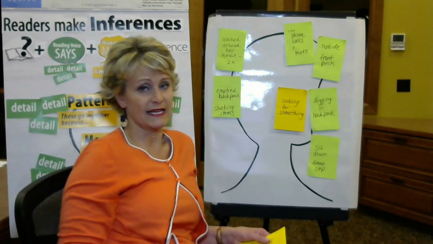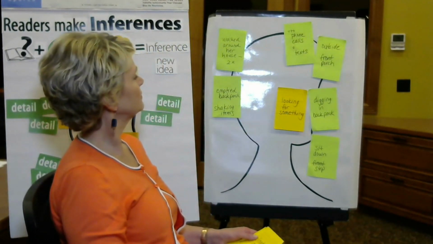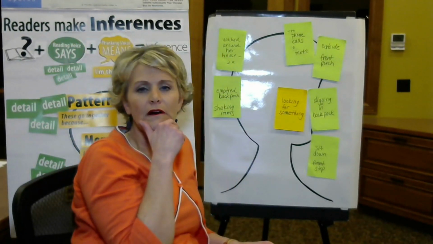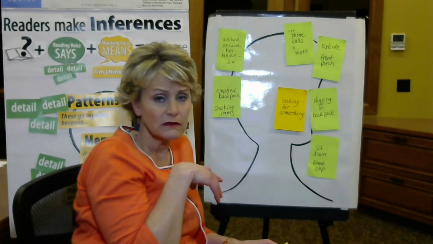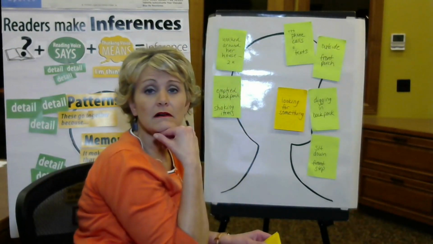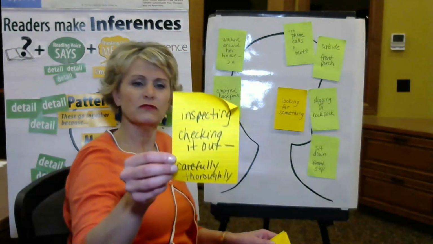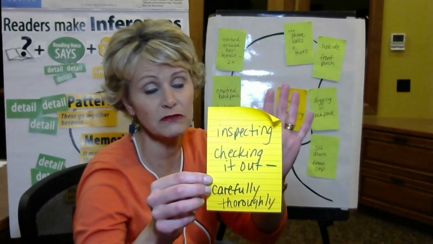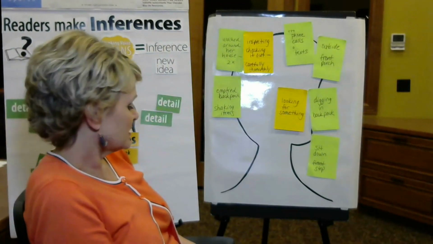Already, we're starting to put things together. Okay, let's see what else. What about this idea of walking around her house? Do you walk around your own house? Why would you ever do that? And why would you do it twice? Inspecting. She's checking things out. She might do it twice because whatever she's doing, she's trying to be real thorough. Okay, what else do you see?